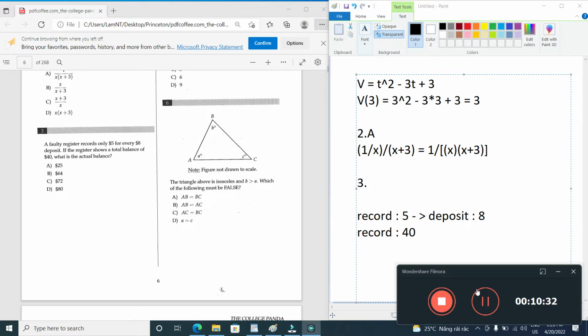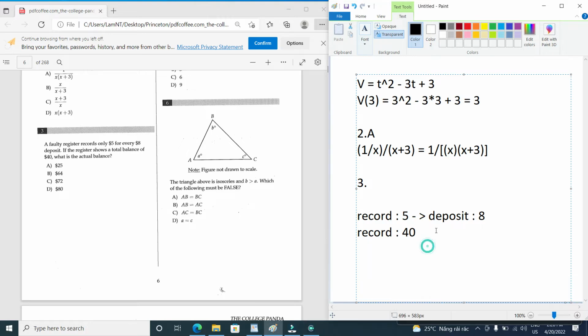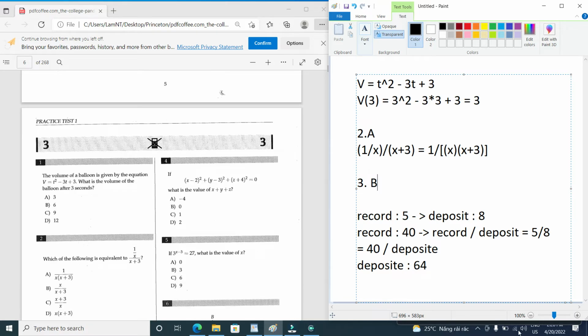Okay, so the record is 40. The ratio of record to deposit also has to be 5 over 8, right? So record over deposit is 5 over 8, and since the record is 40, it's 40 over deposit. So we know that deposit is 64, right? So clearly the answer is B. Alright. Okay, question 4.